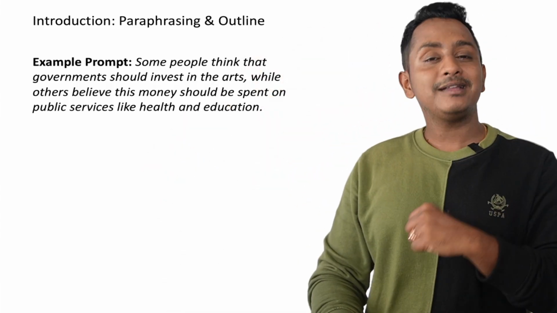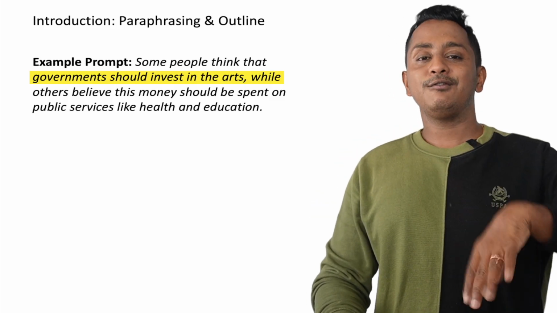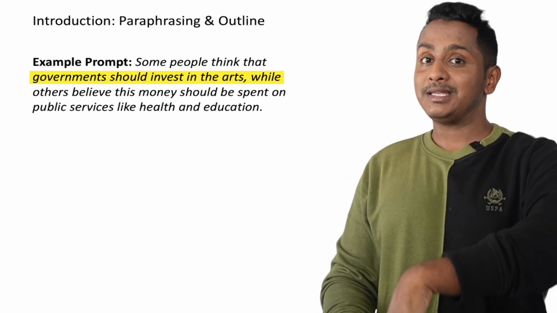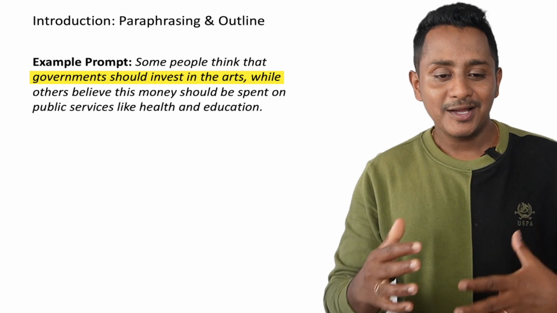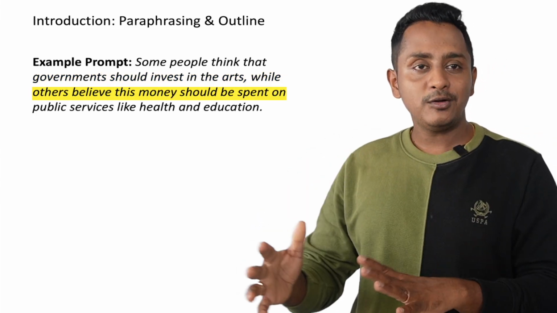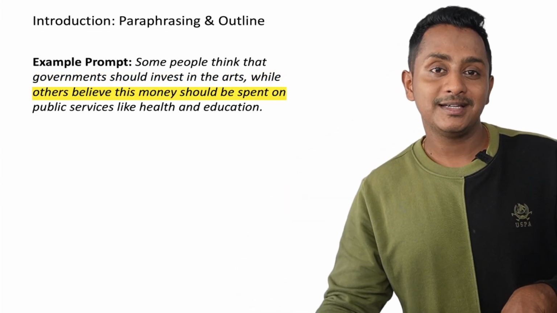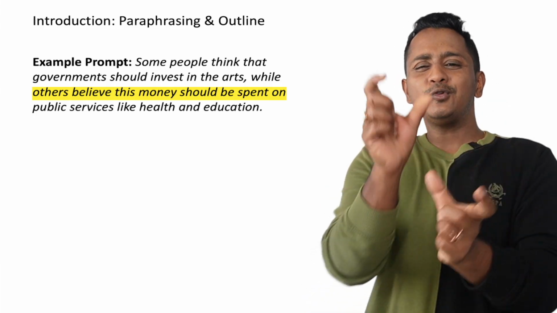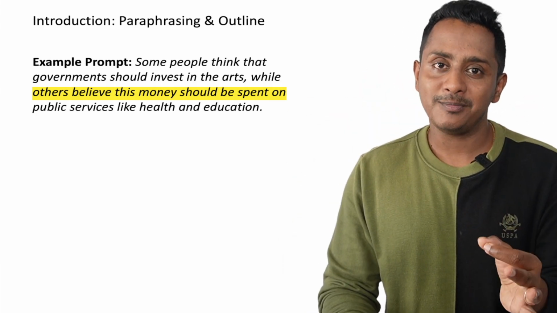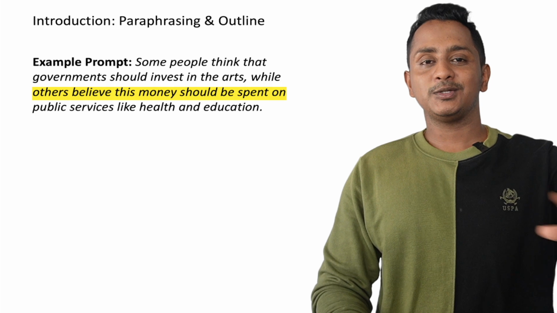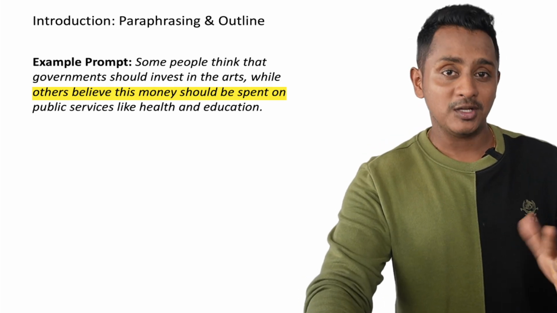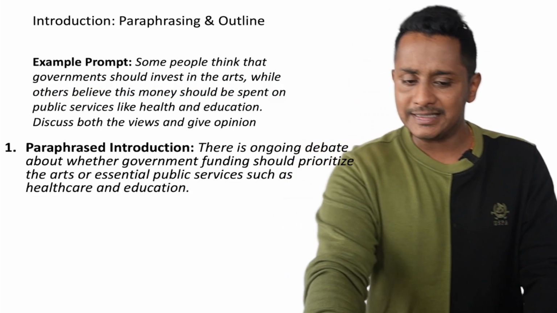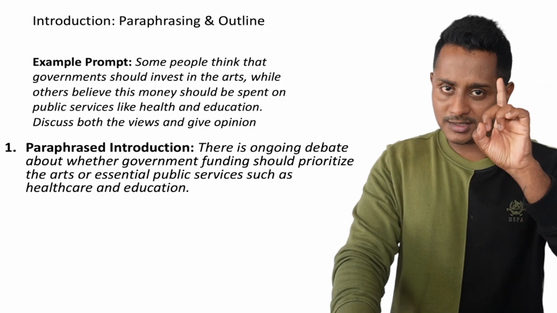So here, some people think that government should invest in arts, government should spend money in the arts. Hope you are getting it. While others believe this money should be spent on, this money should be used towards. So spent on, used towards, like this a few of the words we will change. This technique is called paraphrasing. It absolutely works. You don't have to worry too much about the introduction. So it looks something like this. A paraphrased introduction is step number 1.